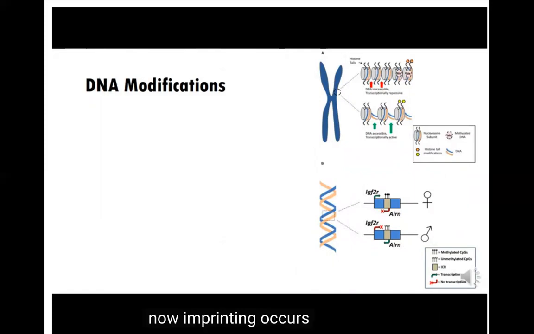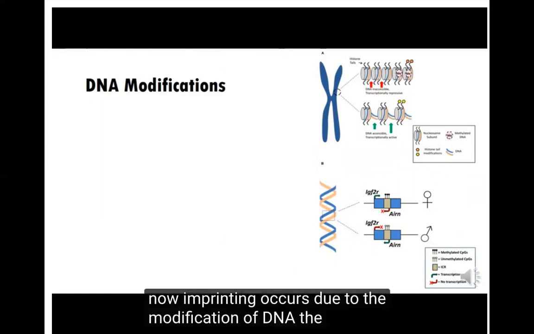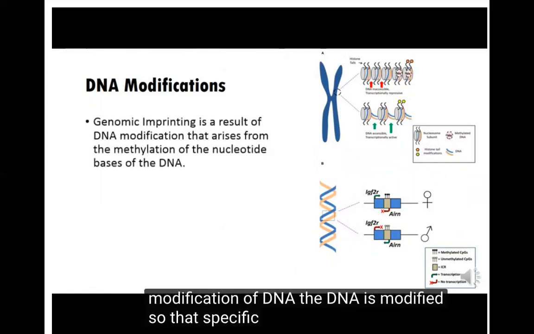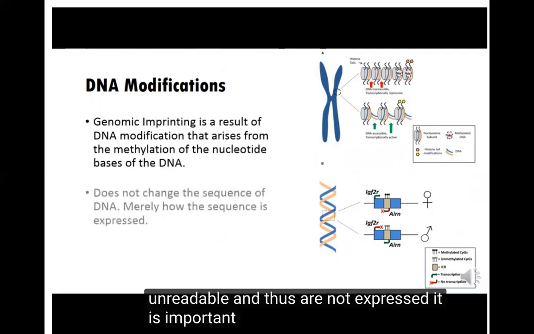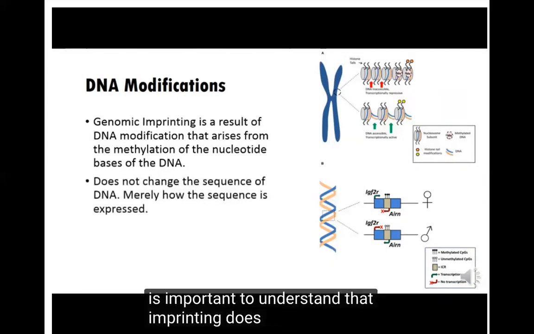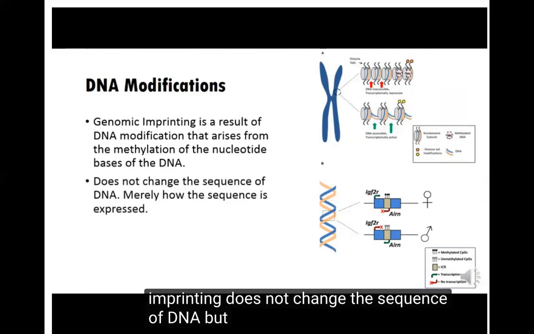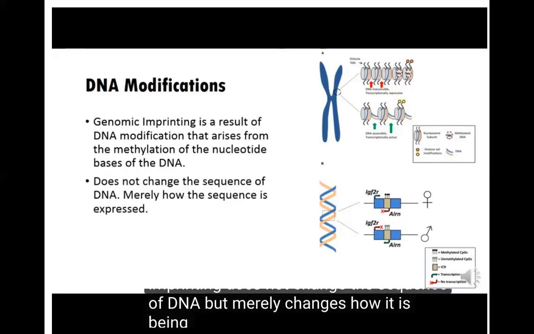Now, imprinting occurs due to the modification of DNA. The DNA is modified so that specific regions of it are unreadable and thus are not expressed. It is important to understand that imprinting does not change the sequence of DNA, but merely changes how it is being expressed.